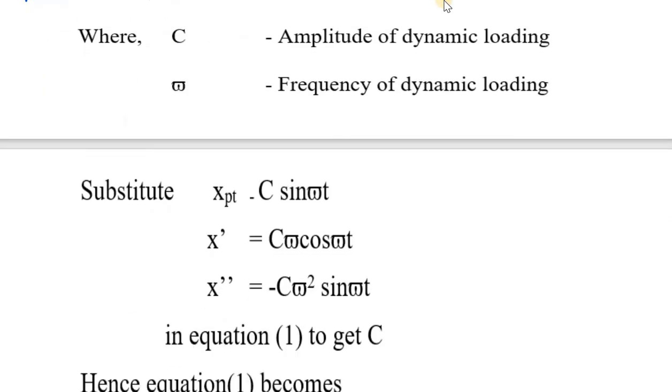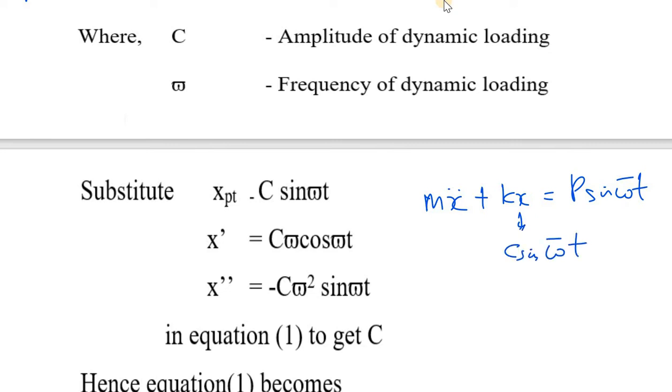If I am able to find out c, what is the equation I am having? m x double dot plus kx is equal to p sine omega dash t. This is my equation. Here, instead of x, I will be substituting c sine omega dash t.